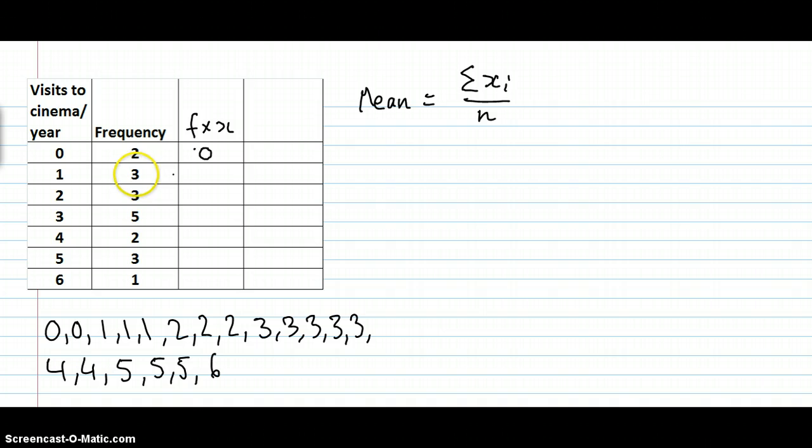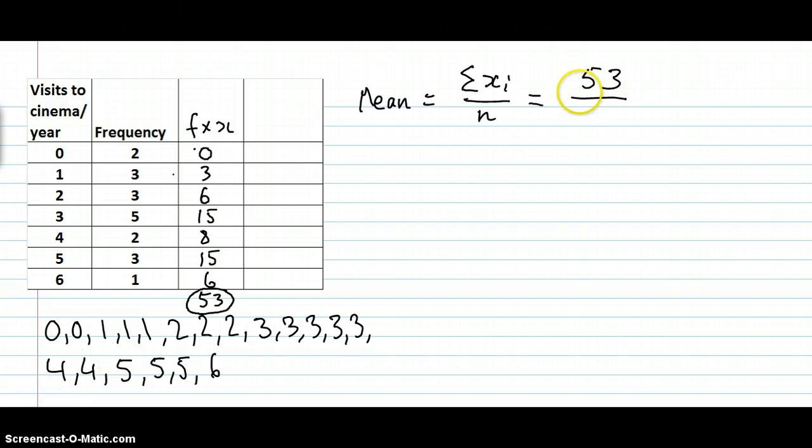How many 1s were there? There were 3. So 3 times 1 gives me 3. The number of 2s was 3, so multiply those together, I get 6. This is 15. This is 8. This is 15. And this is 6. So what I can do now is add these numbers together, and that will give me the sum of all the values. If you try it, you'll find that adding up all of these is exactly the same as adding up all of these. So that's going to save me a little bit of time. In fact, I find that when I add these numbers together, I get 53.